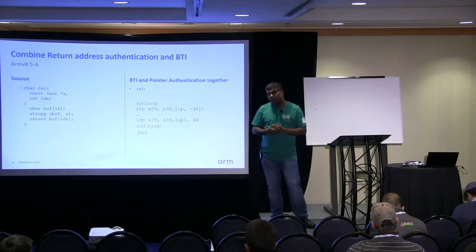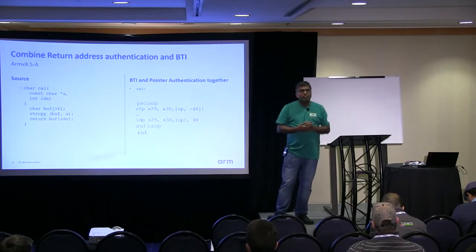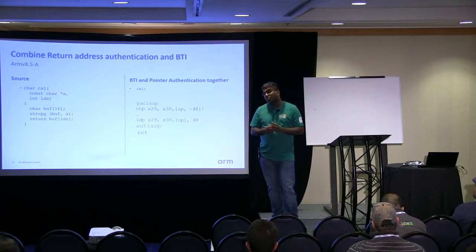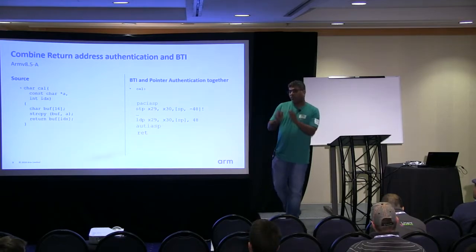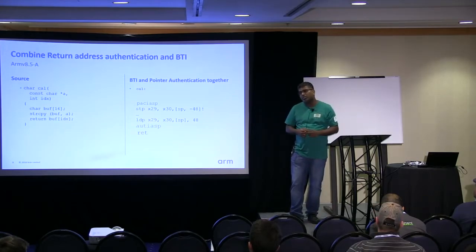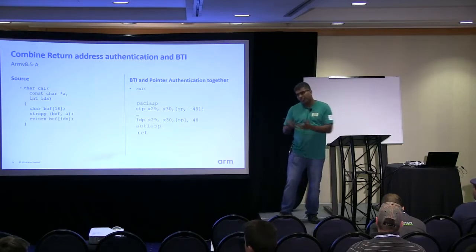For the B key, we are indicating B key frames by adding another CIE augmentation character in the FDE. So we are able to mark that with another augmentation character. In the EH frame? In the FDE. Yeah, in the EH frame.